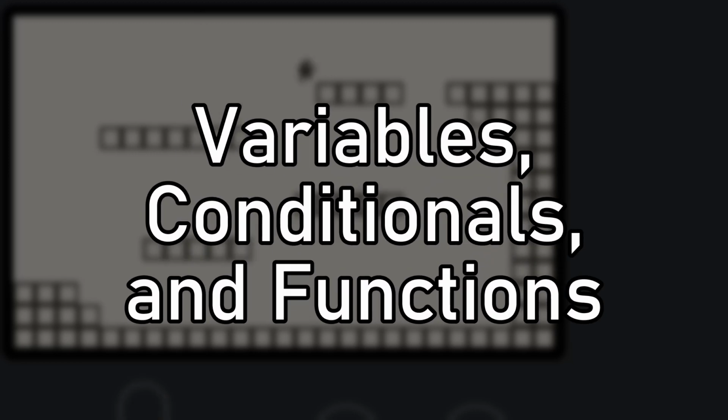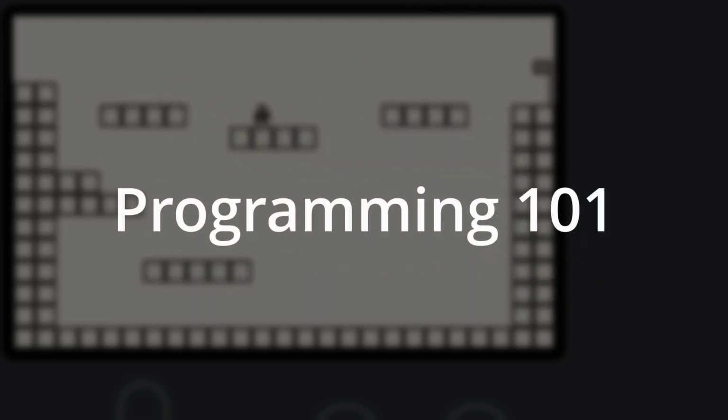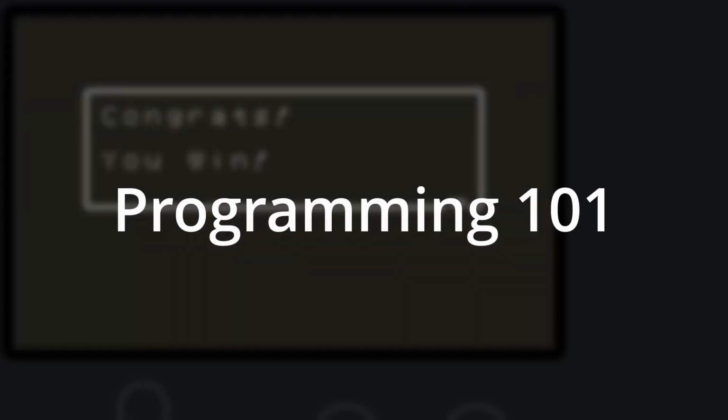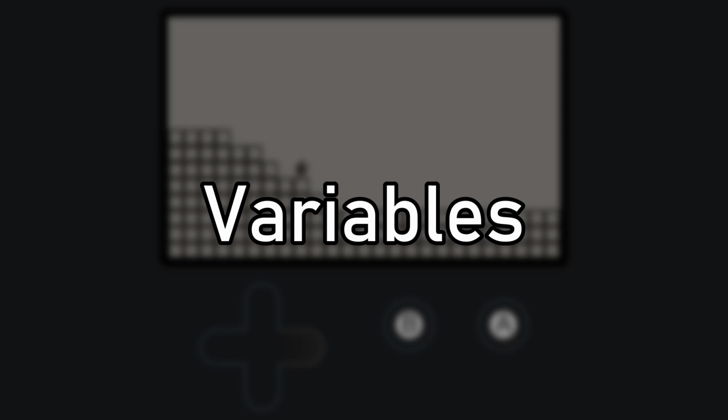Now that we see how we can handle game logic, how exactly do we implement the game logic? That's where variables, conditionals, and functions come into play. How would you store something like how much health you have, how much gold you own, how strong your attack strength is, or any other game data like that? Well, that's what variables are for.